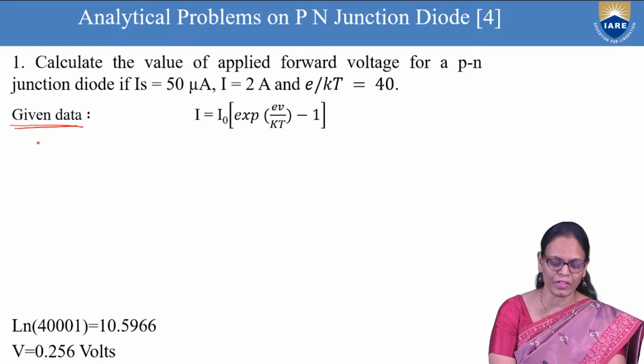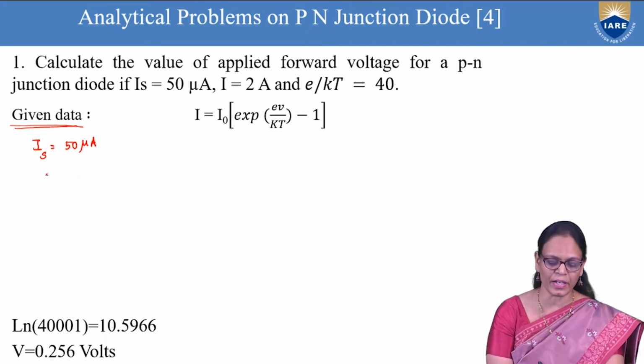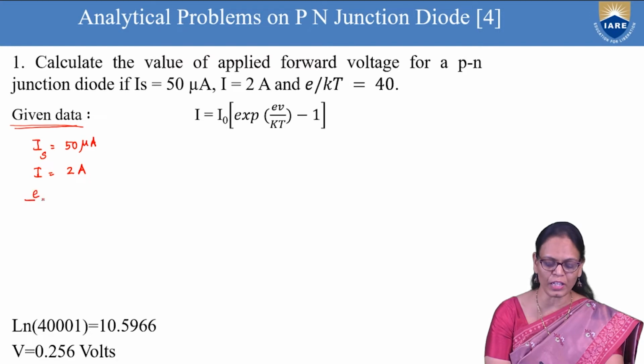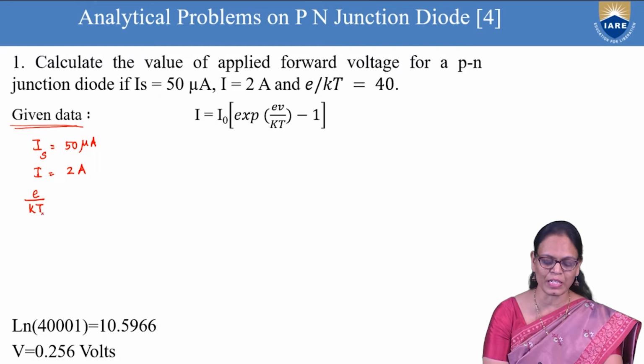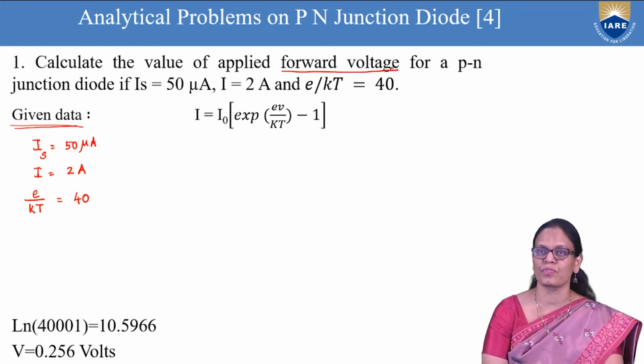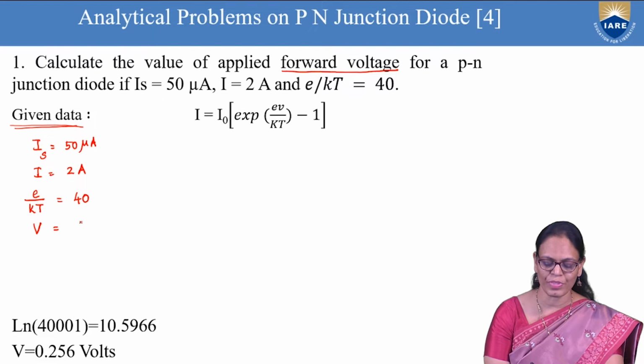So what is the data given? First, the saturation current Is is 50 microampere, and the current flowing through the circuit is 2 ampere. And the value of e by kT, because e and k are constants and T is the temperature, instead of giving the temperature, they have given us the value of e by kT, which is equal to 40. And what we have to find here is the applied forward voltage. So V is equal to how much?